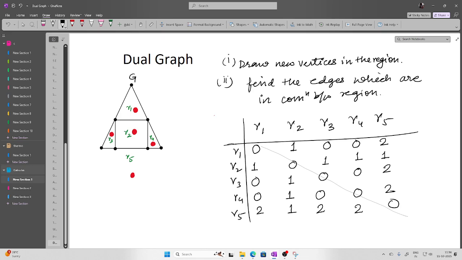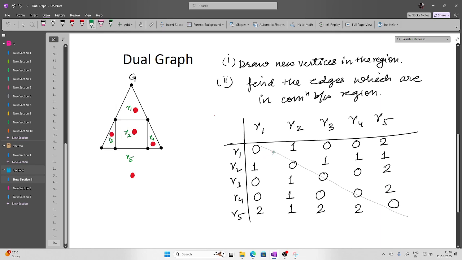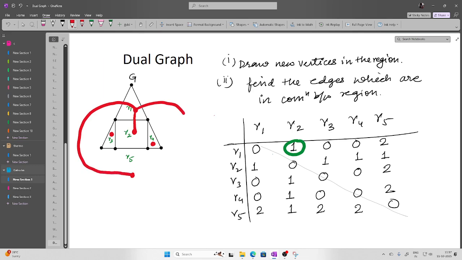Now the time is to draw the dual. So what we have to do? We have to mark. First, let us see that R1, R2 is 1. Here I will draw an edge joining these new vertices such that they are crossing that common edge. So this is the one. Then R1, R5 is 2. R1 is this, R5 is the unbounded region. So I have to cross these two edges. One I have crossed like this, another one is this. So this is also over.